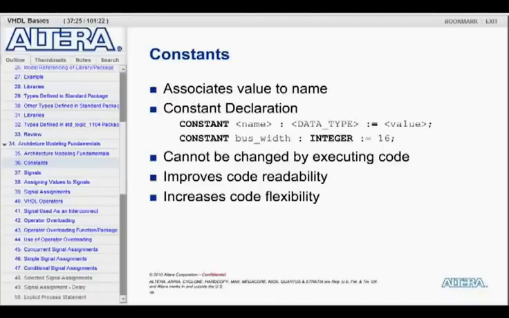To declare a constant, you use the keyword constant followed by an identifier name, the data type, :=, and the value you are assigning to that constant. The value must be valid for the constant's data type. So in this example, you can see that the identifier bus width is being set up as an integer and being assigned a value of 16. Constants cannot be changed during design execution.